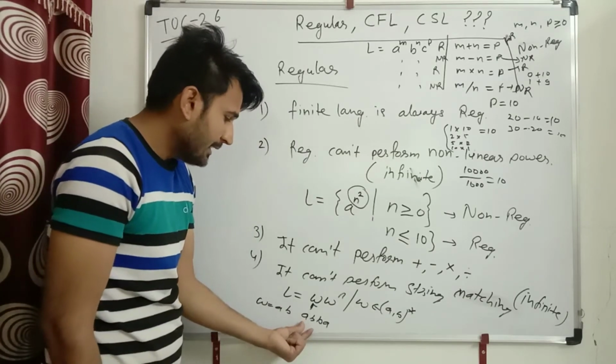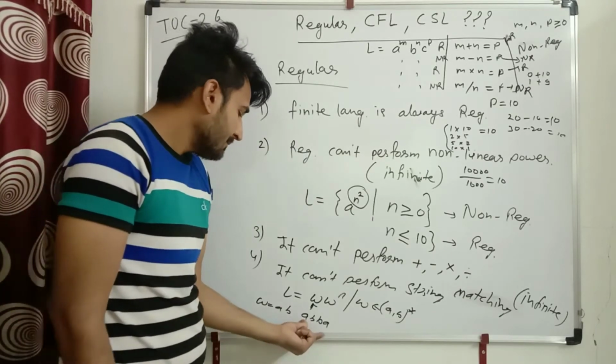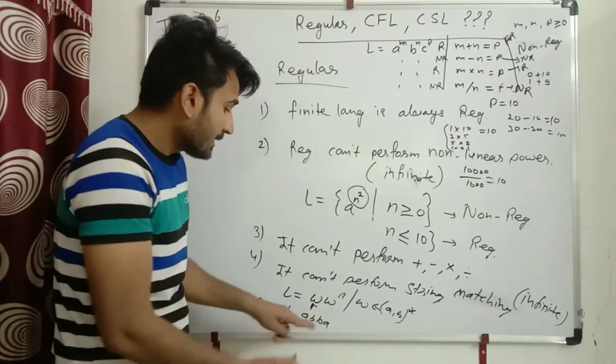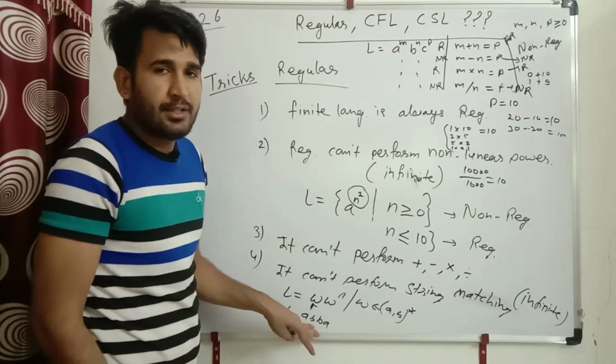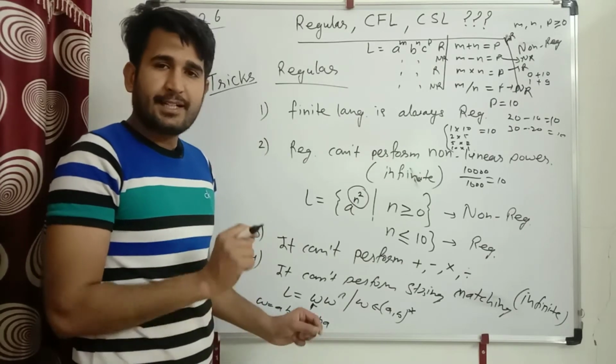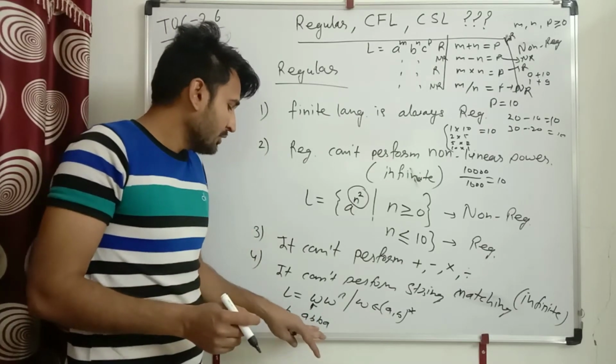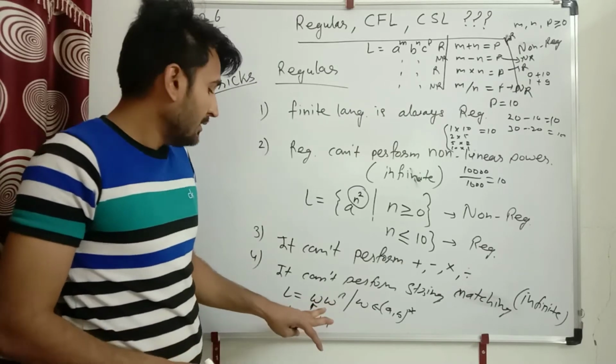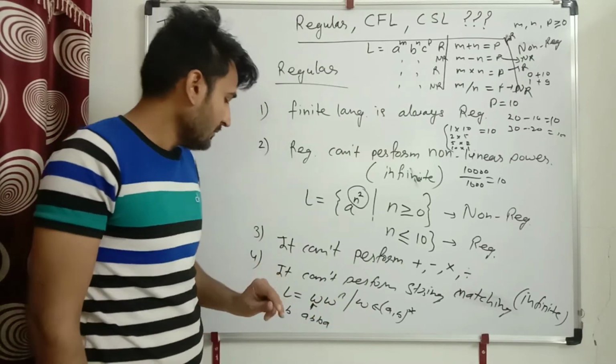Okay, and this is a non-regular language because it can't find the middle point, because the finite automata don't have memory. It can't remember the middle point. So this is a non-regular language.